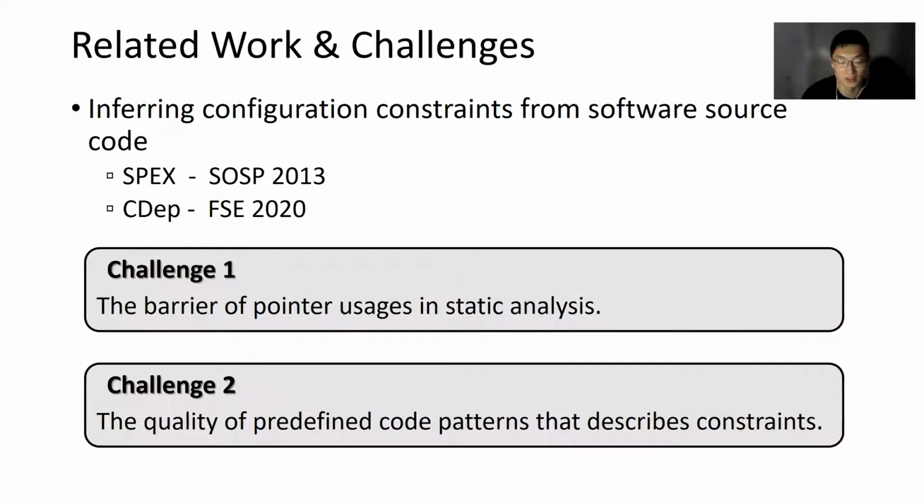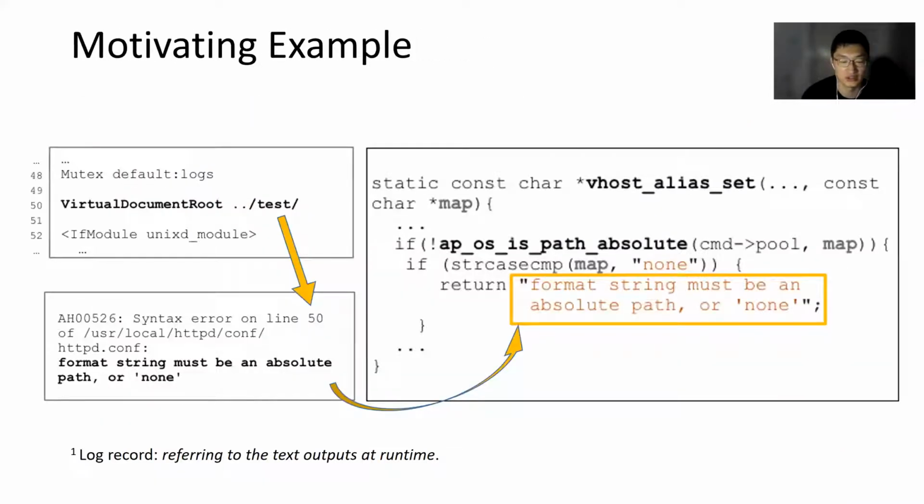On one hand, pointer usage may bring great barriers in static program analysis, especially for large-scale software, limiting the analysis scope and accuracy. On the other hand, the quality of predefined code patterns that describe configuration constraints is highly dependent on personal experience. In the meantime, we found that the log record, which we refer to as the log text output at runtime, contains the constraint of configuration.